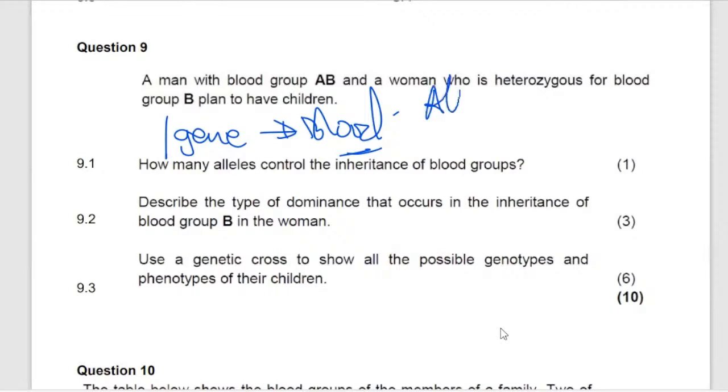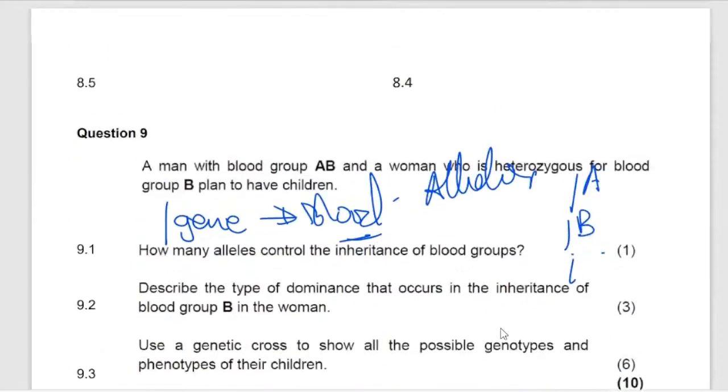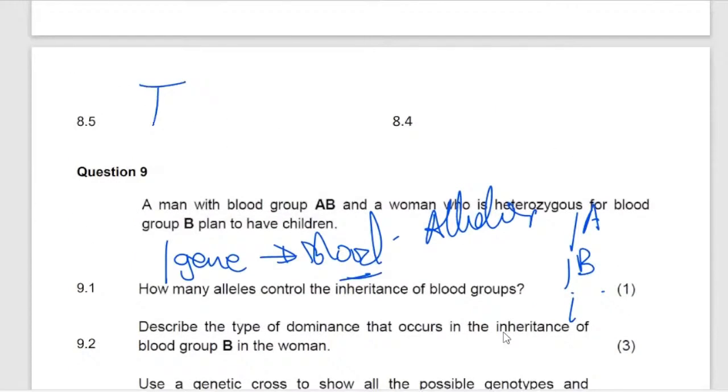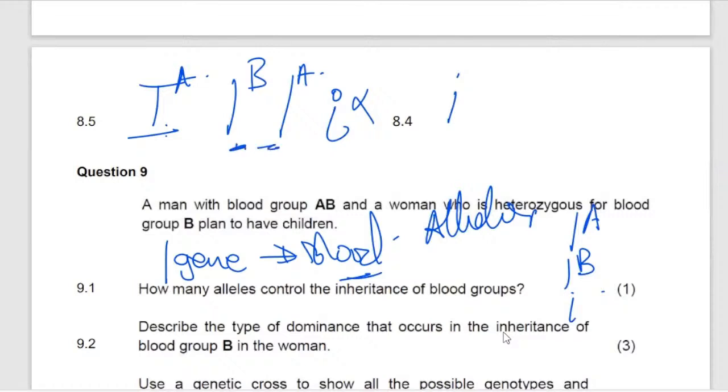There are 3 alleles: allele for A, allele for B, and allele for O. Guys, please don't make a mistake and write allele for A like this. This is not A. This is a Roman numeral I, which means 1. The allele for A, B and O must be written with a capital I in italics, not like that. So there are 3 alleles.